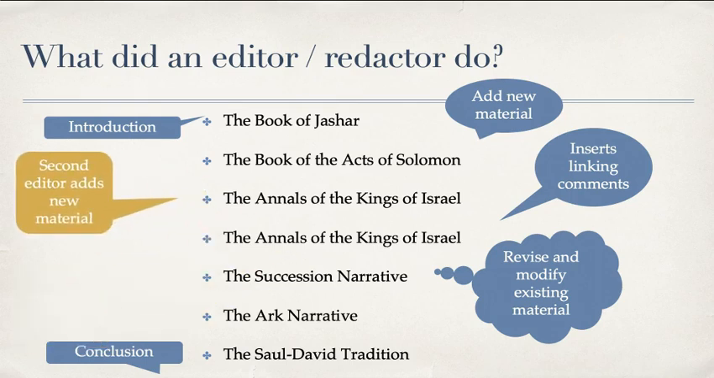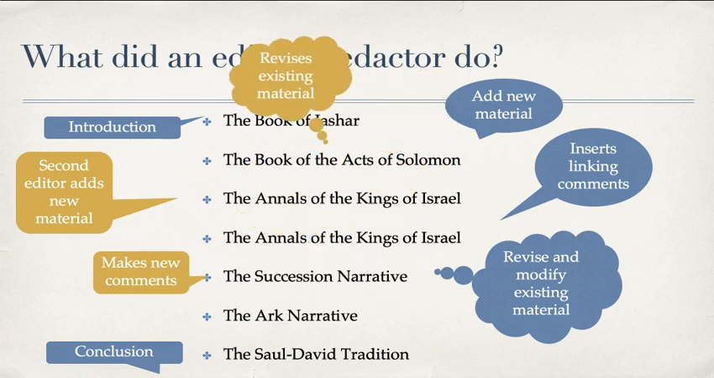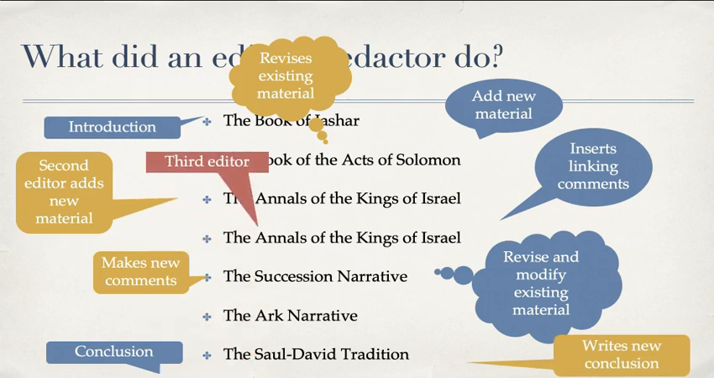A second editor then might add some new material of his own. He too might make some new comments and revise the existing material. That editor could write a new conclusion. Then a third editor could go through the same process, and perhaps a fourth. And so this gives various layers in the document we have. In the case of the Book of Kings, many scholars think that there probably were at least four editors at various stages in the history of the composition of the book.